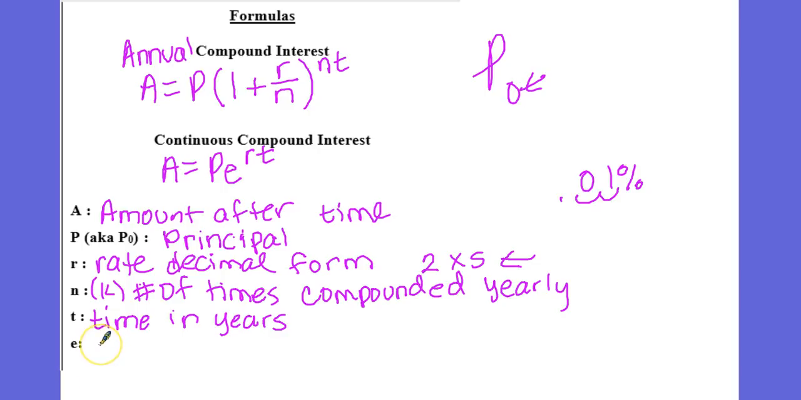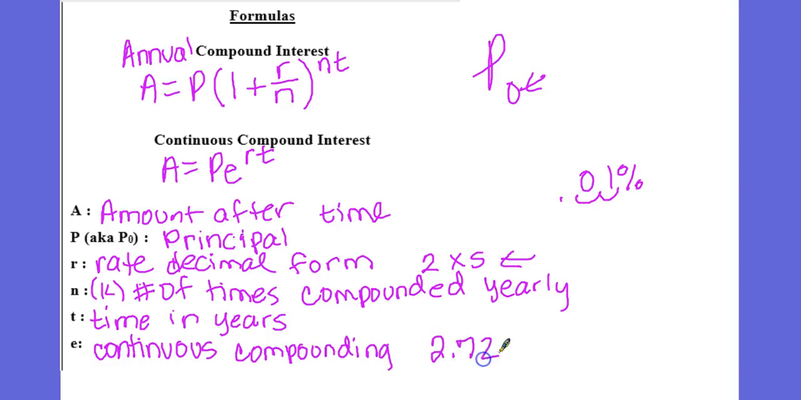And E. E is representing our continuous compounding interest. Continuous compounding. And remember that we just round it to 2.72. Okay? But your calculator actually doesn't need to round it. So you'll use your calculator, and your calculator will give you a very precise answer.